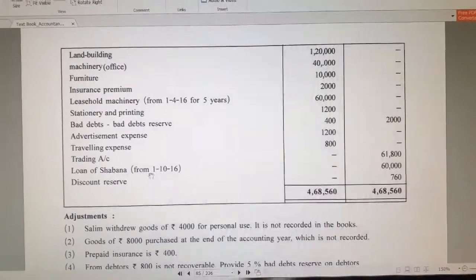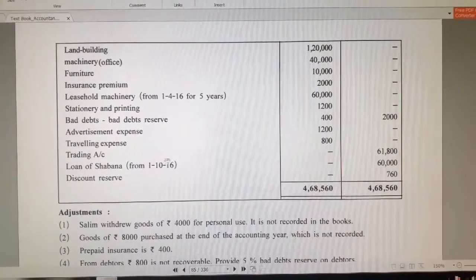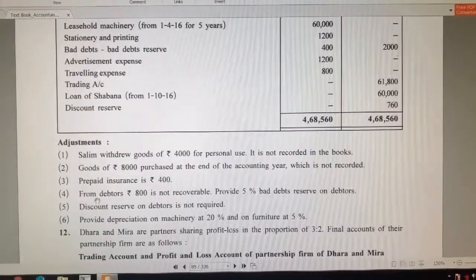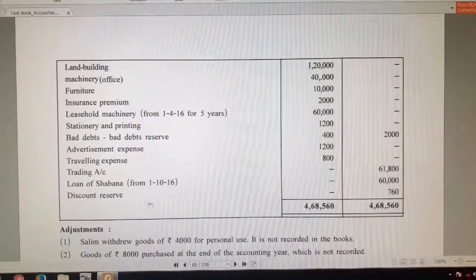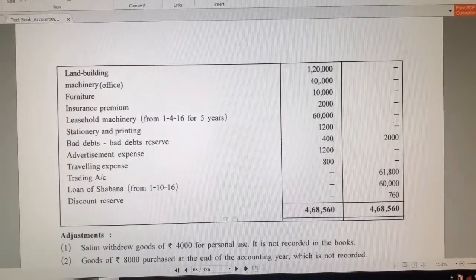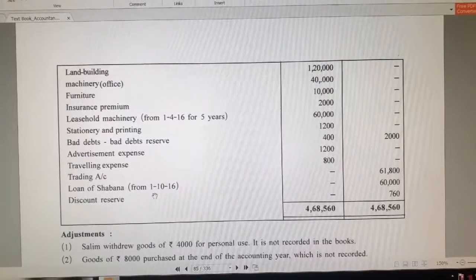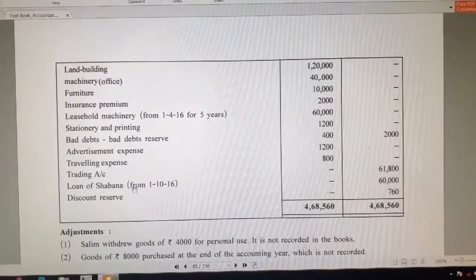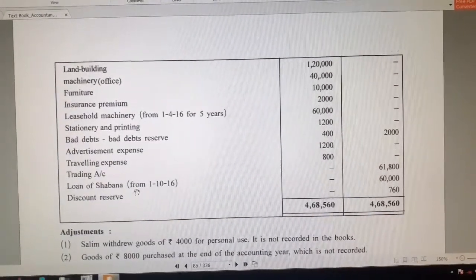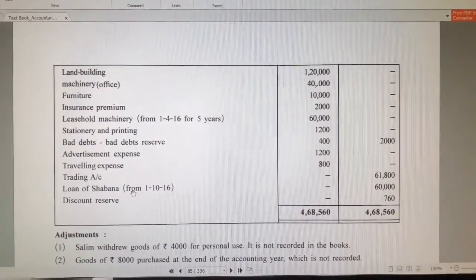Then after loan of Shabana from 1st October 16. It means Shabana has provided loan to the firm on the given date. Amount is given 60,000. Now in the adjustment, the information about rate of interest on loan is not given. So the interest payable at the rate 6% per annum. So 60,000, 6% for 6 months, it comes 1,800, which is financial expense. So interest on Shabana's loan account debit to outstanding interest on Shabana's loan. One effect profit and loss account debit side, other effect it is payable, so balance sheet liability side.